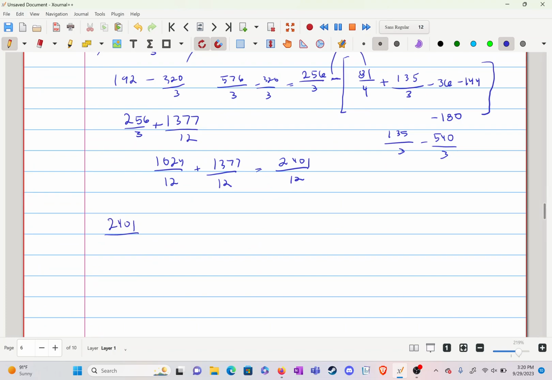So the volume is 2 pi times that, and the 2 is going to cancel. That gives us 2,401 over 6 pi, and I think that is an equivalent answer to another problem we have in this WeBWork.